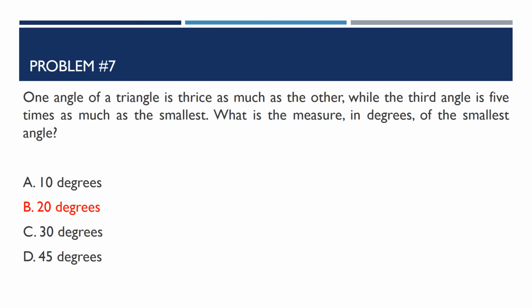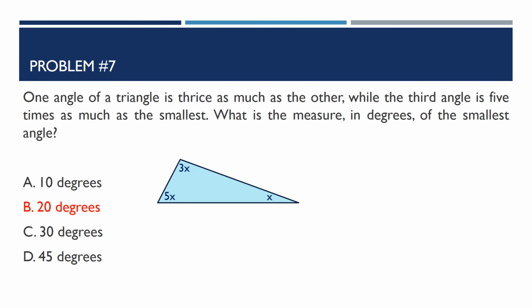So how do we get 20 degrees? Okay, let's illustrate this. One angle of a triangle is thrice as much as the other. So there's one angle, and then there's another angle that is thrice of it. While the third angle is 5 times as much as the smallest, we use x for the missing, or you can use any other variable. This x must be the smallest, because the second one is 3 times that. So the third, or the biggest, is 5 times that smallest, so it's 5x.